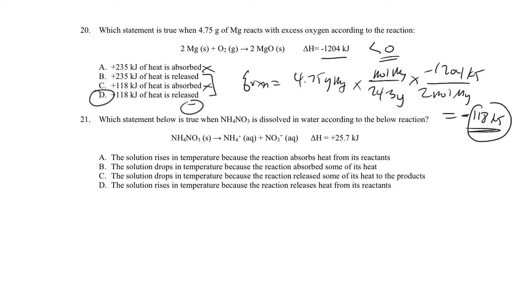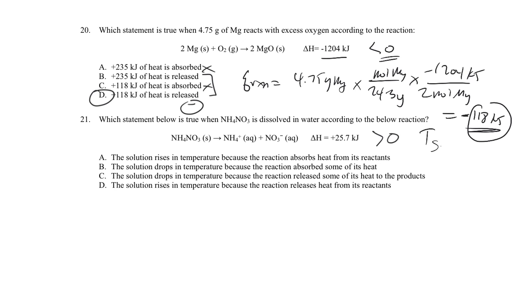So ammonium nitrate, the delta H is greater than 0, so heat has to be absorbed by the reaction in order for this to take place. Where does the heat come from? The heat comes from the reactants or it comes from the solution. And so this solution that the reaction takes place in is the surroundings of the reaction.